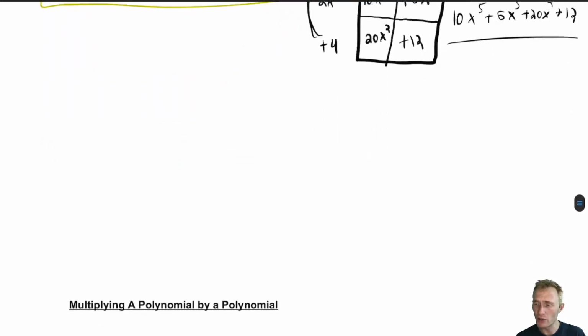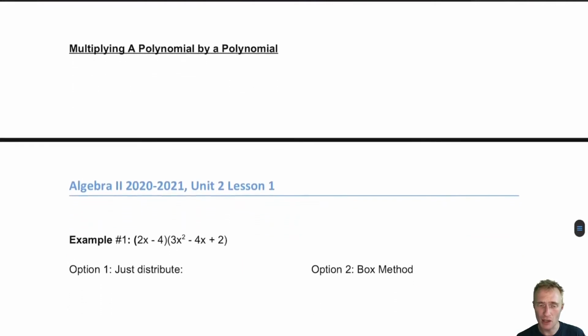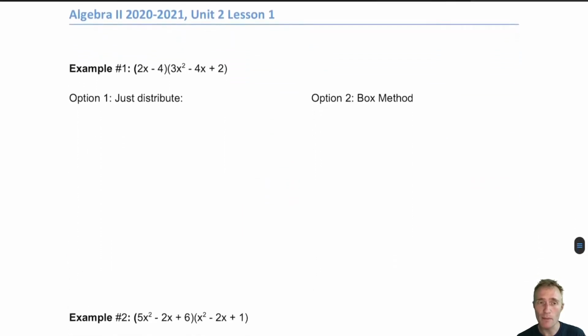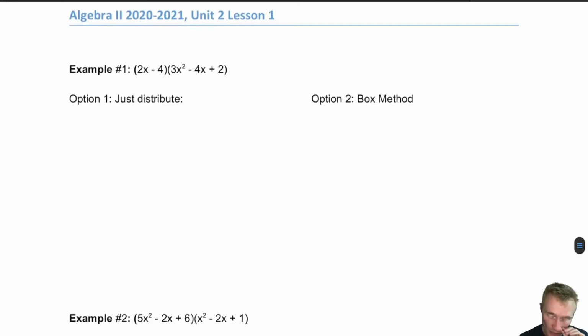Let's keep it rolling. We're going to do just 2 examples of a polynomial times a polynomial, just so you can see what a bigger example of this would look like. This is the point where just distributing, now we're going to have a whole boatload of these to do, so you might prefer the box method.